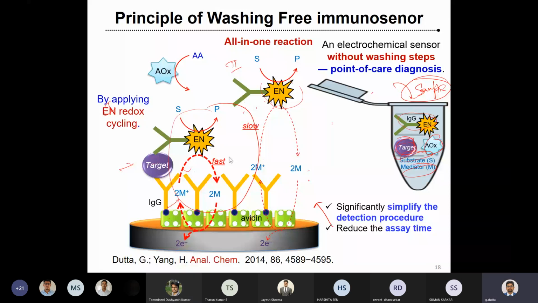Yes, sir. How much distance will there be between the surface and the secondary antibody in part 2? Yeah, see, this distance we generally assume.